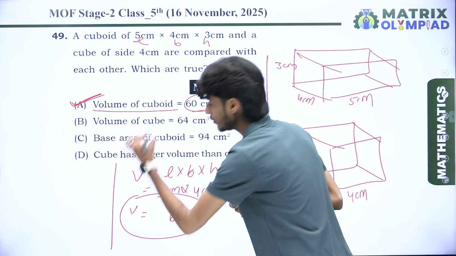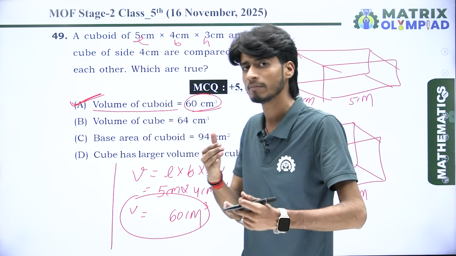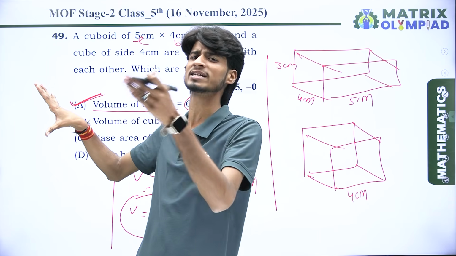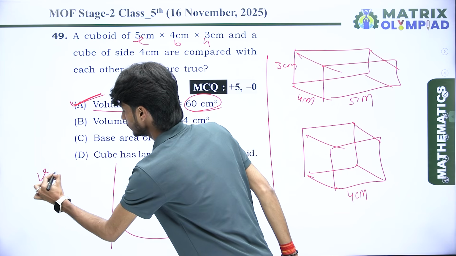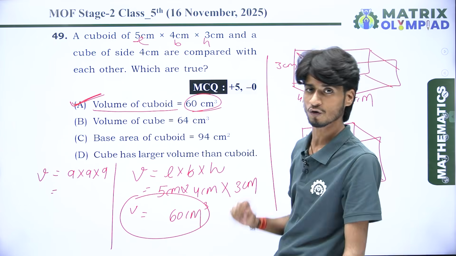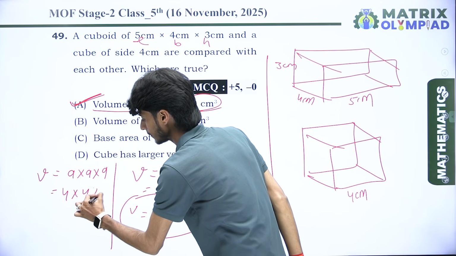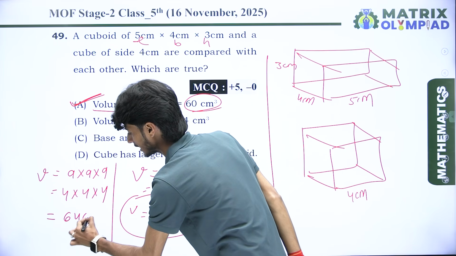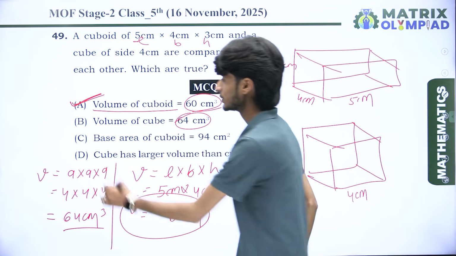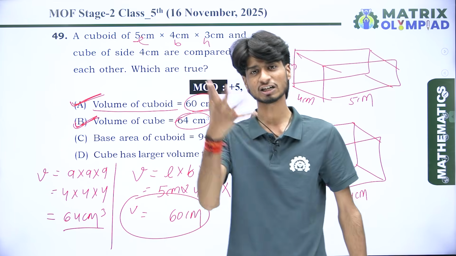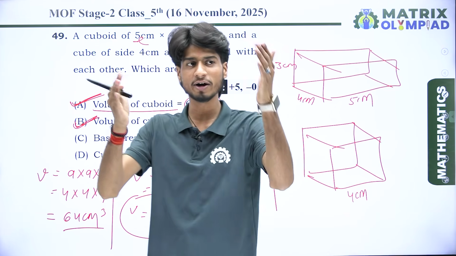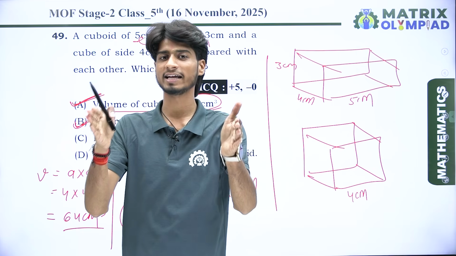Now we want to find the volume of the cube. How to find the volume of a cube? Side multiply side multiply side, because the formula of volume of a cube is side multiply side multiply side, or side cube. Yes or no? So volume of cube is equal to side multiply side multiply side. Here we are having side as 4. Then 4 multiply 4 multiply 4, we get 64 centimeter cube. You can see here, so it is also correct. So that means option B is also a correct option. Now base area of cuboid. Look, in a cuboidal shape we are having 6 rectangles.